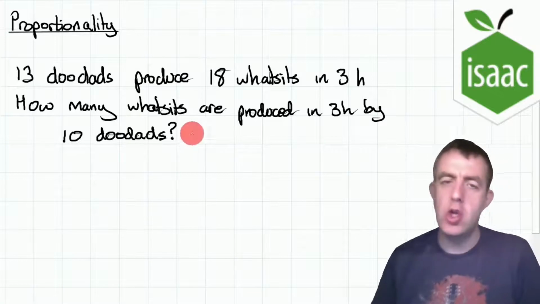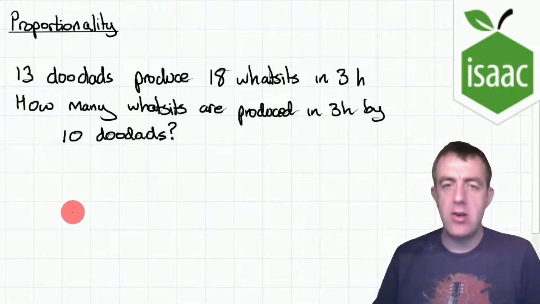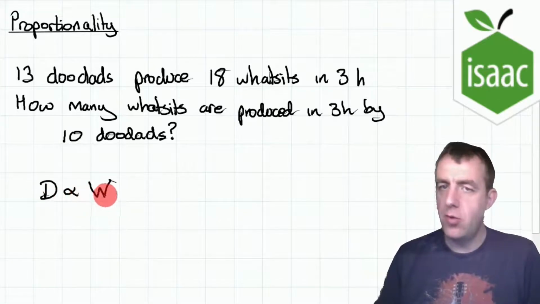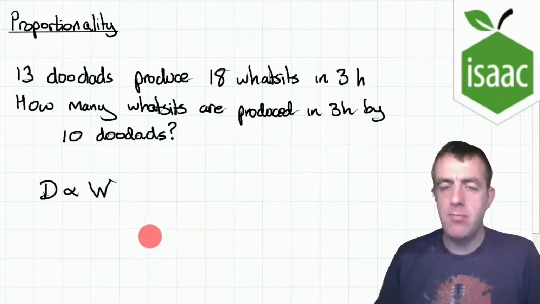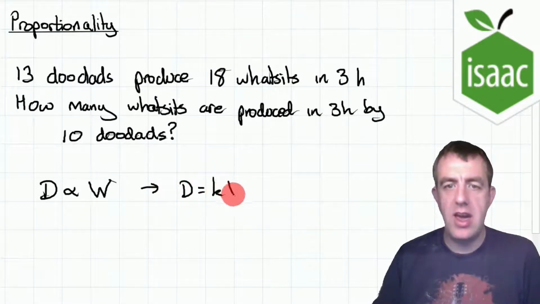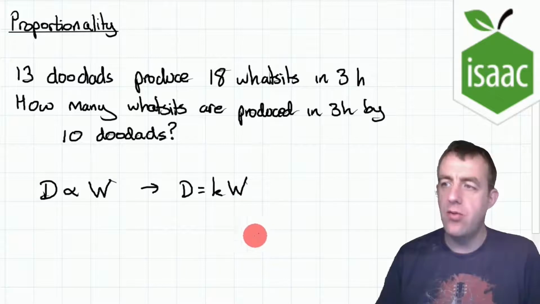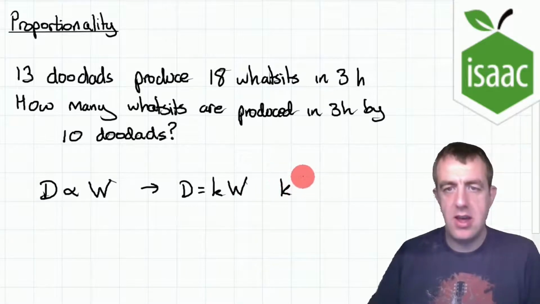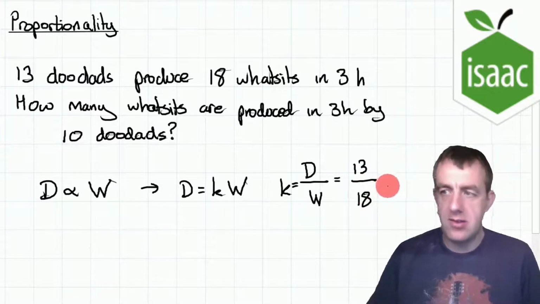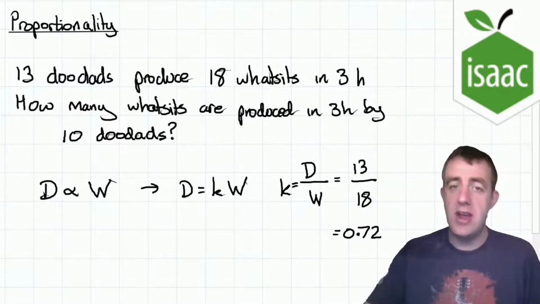Well, let's write down our expression. The number of doodads is proportional to the number of whatsits produced. It's the same amount of time. So we have a constant of proportionality, let's just call it k, which we can solve for the first case. K is going to equal the number of doodads divided by the number of whatsits. And we can plug our numbers in. 13 doodads producing 18 whatsits. That's 0.72 doodads per whatsit.